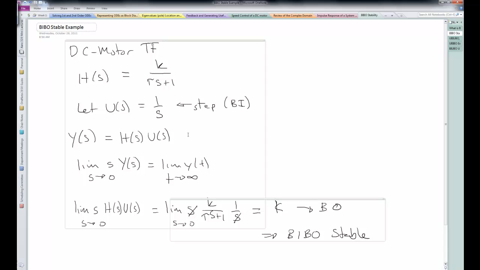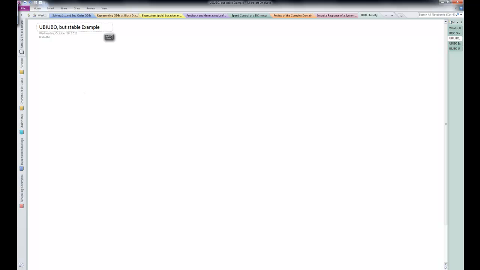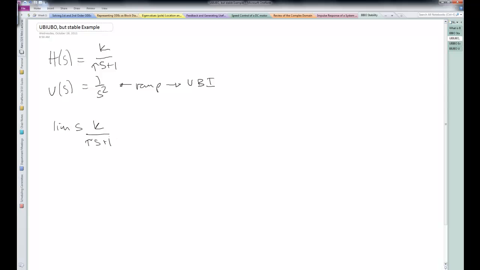We can continue using the same plant. If we say, all right, well, H(s) is still just K over tau s plus 1, but let's let U(s) be 1 over s squared. So that's a ramp, and so that is unbounded input. So again, we use the final value theorem, and again, this is not really the proper use of the theorem, but we can verify all this with the time domain solution.